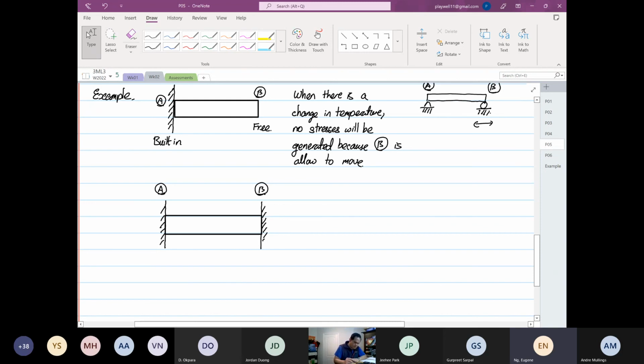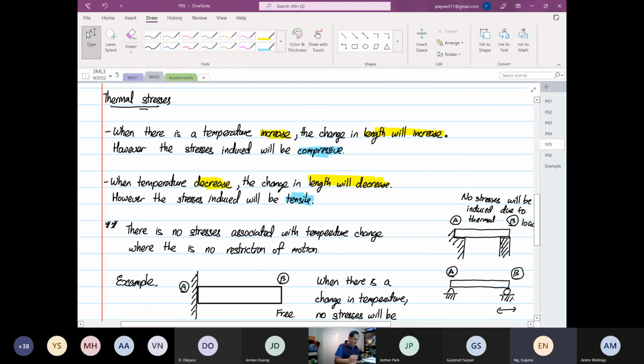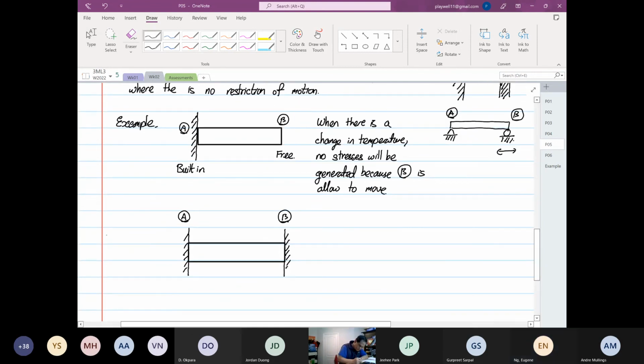Before I go on, we realize that A and B will increase. I'm going to prove the point to you now, that when the temperature increases, the structure will be in compression. So I'm going to write this down. Temperature increase, AB is in compression, or stress AB is in compression.